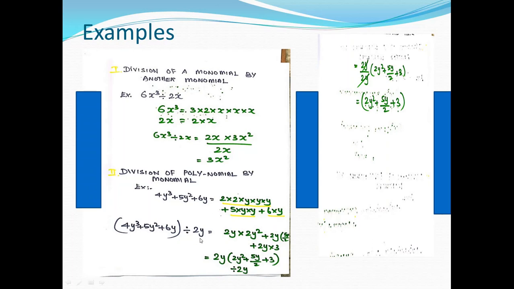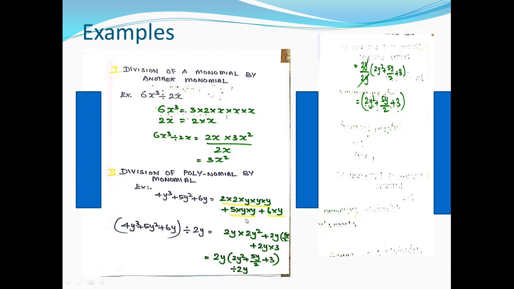Okay, so it should be divided by 2y. So we have to take 2y as the common factor. Look at the first term. We can take 2y as common, multiplied by the remaining factors, which is 2y square, plus look at the middle term. You don't have any 2. You don't have the factor of 2.